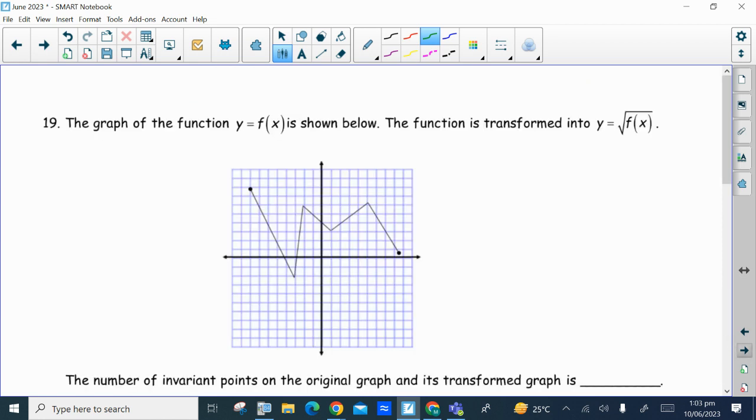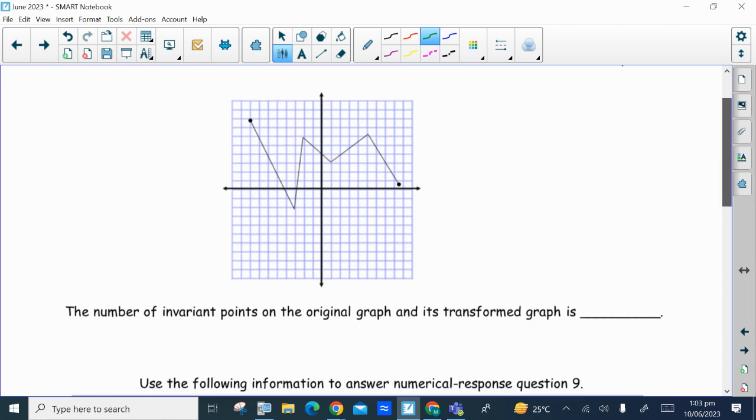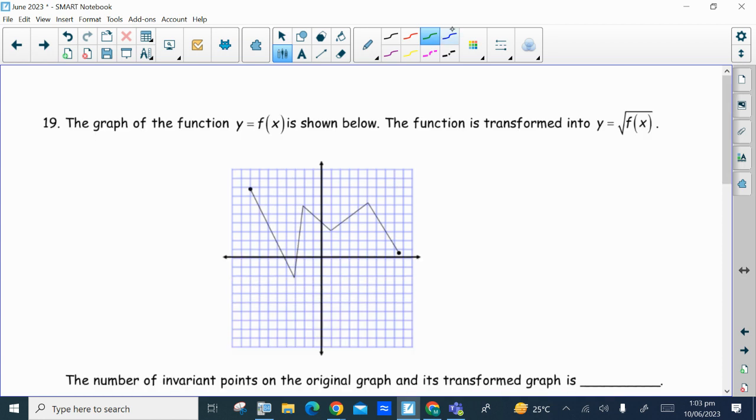Number 19, the graph of f(x) is shown below. It's transformed to y equals the root of f(x). How many invariant points are there? Well, remember, the invariant points come where y equals 0. So there's 1 there and 1 there where y equals 0. So now we have 2. But also where y equals 1, which is there, there, and there. So there would be a total of 5 invariant points. The invariant points come where y is 0 or where y is 1. There's 2 places where y is 0 and 3 where y is 1.